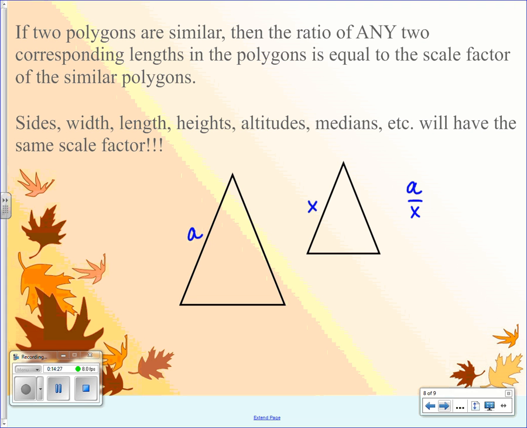If we know that the altitude of the larger triangle has a length of H, and the altitude of the smaller triangle has a length of Y, then that scale factor of A over X is going to be the same as the scale factor of the altitudes, which will be H over Y. So again, that can be altitude, sides, medians, most likely any length that you can look at in a triangle. Some of those lengths we haven't talked about yet and will be coming in the next unit.